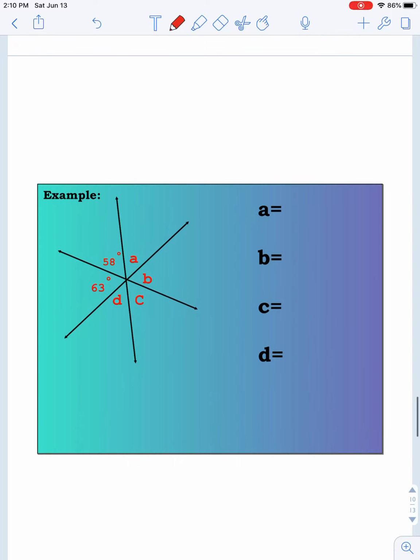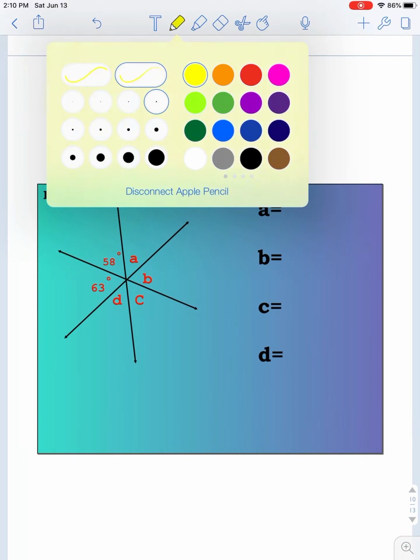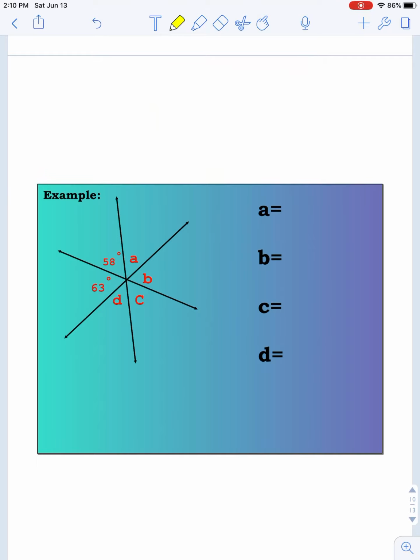So let's try some examples combining some things together. First of all, we're supposed to find A, B, C, and D, and you don't always have to find them in that order, okay? But if you use vertical angles, we can see that these angles are across from each other and will be congruent. So that makes C 58 degrees. And this angle right here and this angle right here are across from each other. They're formed by these intersecting lines. So look for intersecting lines, so angle B will be 63 degrees.